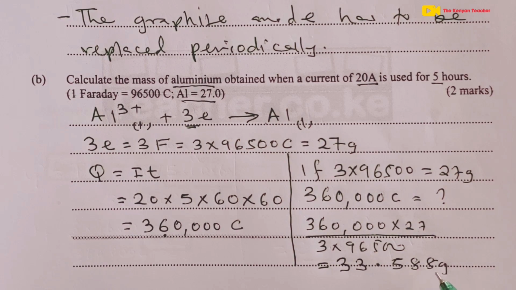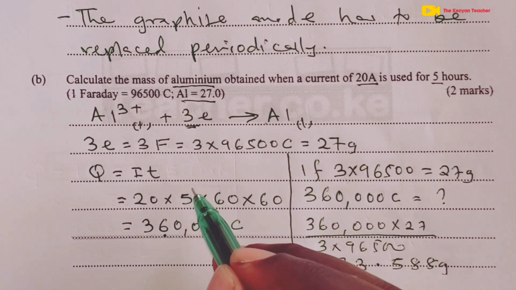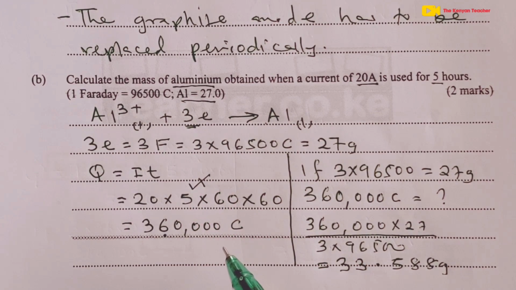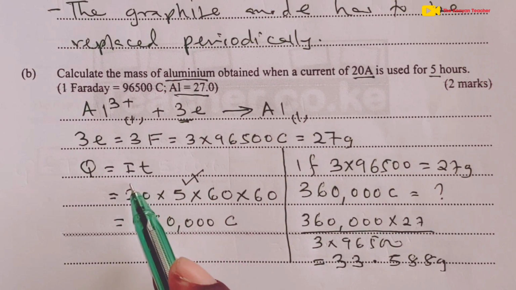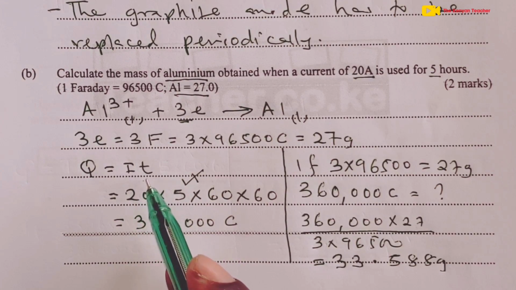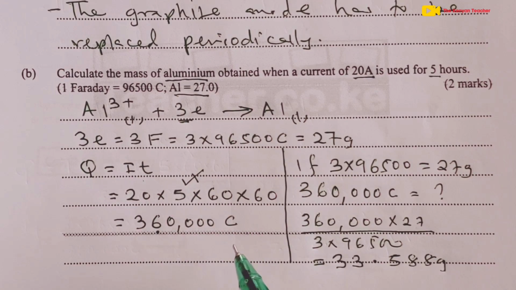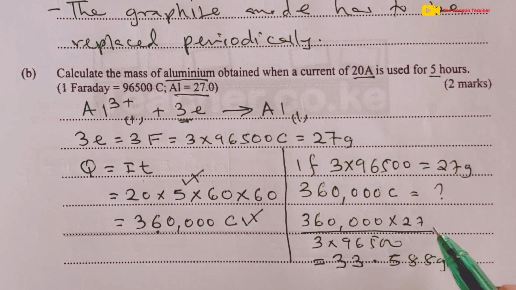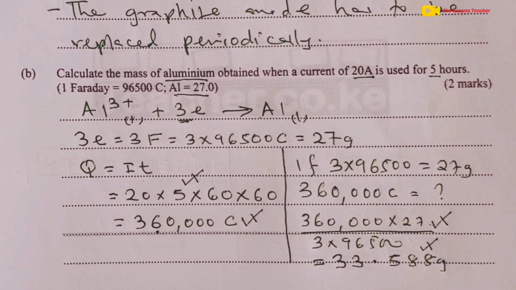This, if we work out, we get a mass of 33.588 grams. It is worth 2 marks, so we shall give half for the replacement of the current from the question and conversion of time into seconds. The quantity of electricity in coulombs, another half. The working here, half, and the final answer, half, totaling 2 marks.